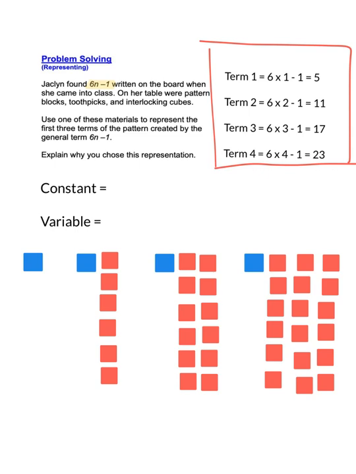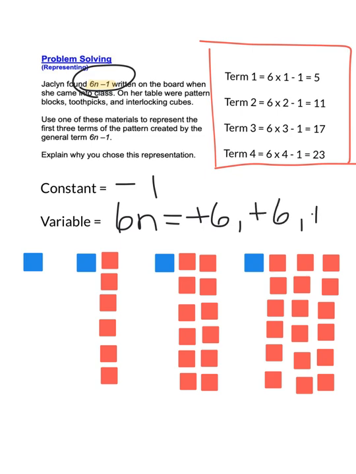Before I explain my use of the integer tiles, I just want to talk about how I got my constant and my variable. If I take my 6n minus 1 algebraic expression and break that down, the constant is that I am subtracting 1 every time. So I get that from the 6n minus 1. It's the take away 1. That's a constant, and it has to happen every time. The variable is the 6n portion of my algebraic expression, which we know means that I'm just going to add 6 every time I have a new term.